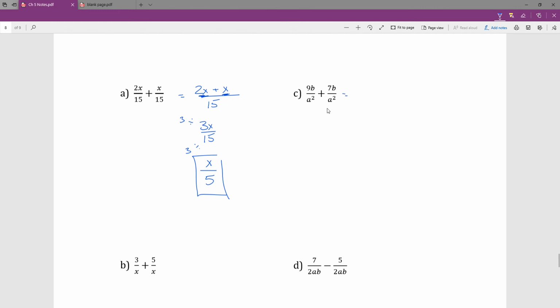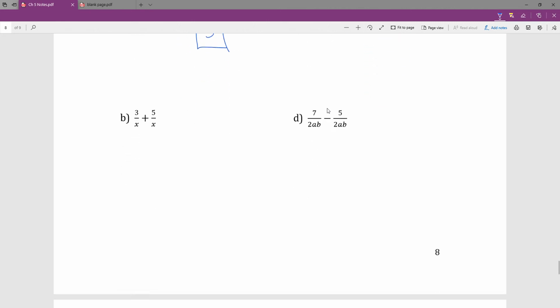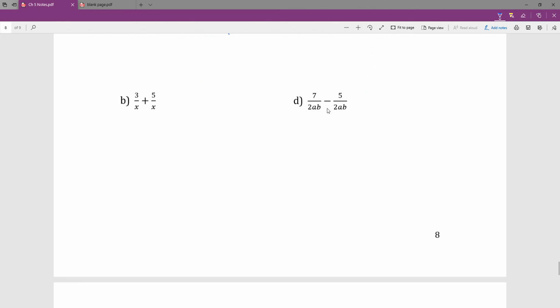In this one, showing your work, you'd have 9b plus 7b as the numerators, over the common denominator of 2a. So adding those numerators together, we get 16b all over 2a. And I'm done. There's nothing more I can do. I don't have common bases here, so there's no way I can simplify this any further. Two more on the page. B, we'd have 3 plus 5 all over that common denominator of x. So a final answer of 8 over x.